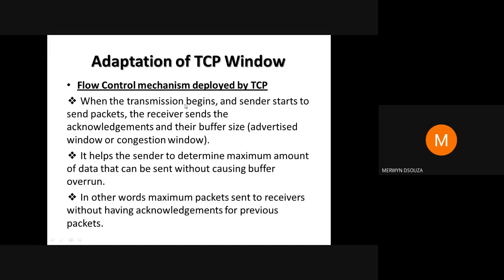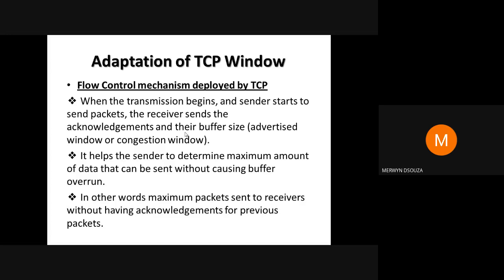Basically in the sliding window protocol, the sender and the receiver exchange the size of the window. The window is basically the number of packets. The window is also known as the congestion window, or it could be known as the advertised window. It is the size of the buffer of the receiver. So the receiver indicates the size of its buffer through what is known as a congestion window. It allows the sender to determine how many packets can be sent simultaneously to the receiver without causing an overflow.